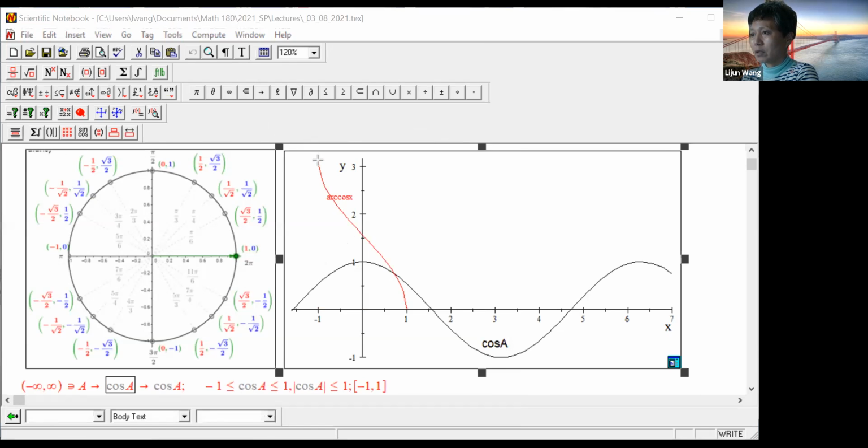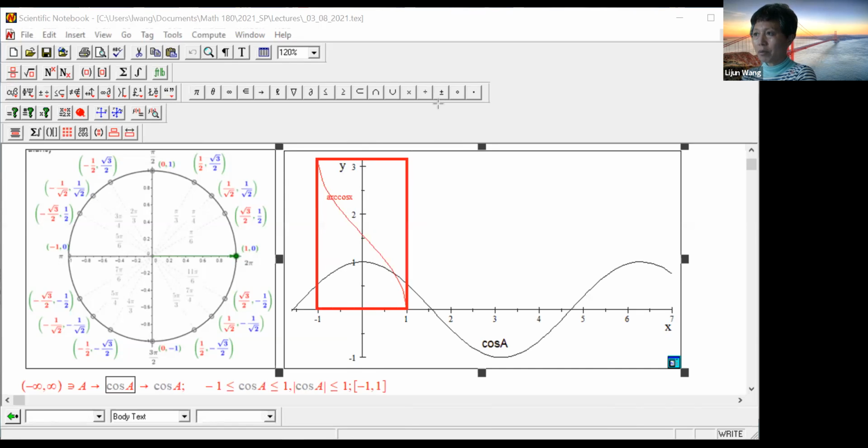Okay, this piece, do you guys see that? That's a domain and range for arc cosine. So this picture, what does it tell you? Domain is from -1 to +1, right? Domain is horizontal. Range is from 0 to pi.